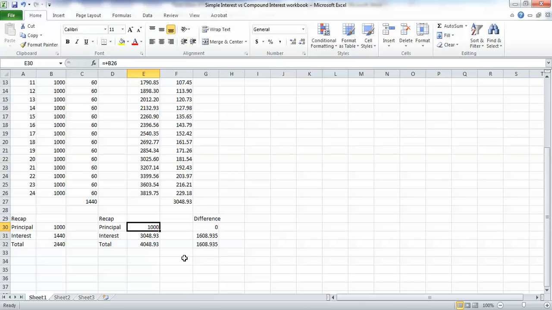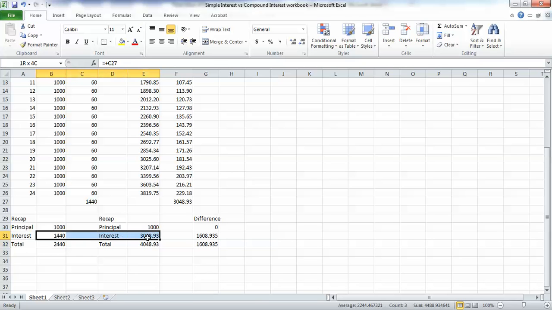We're going to get $1,000 in principal back. We're going to get $3,048.93 in interest for a total at the end of 24 years being returned to us of $4,048.93. Why is that so different than this $2,440?